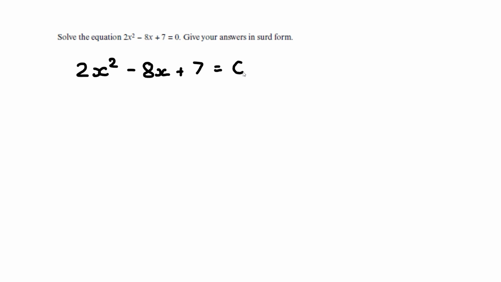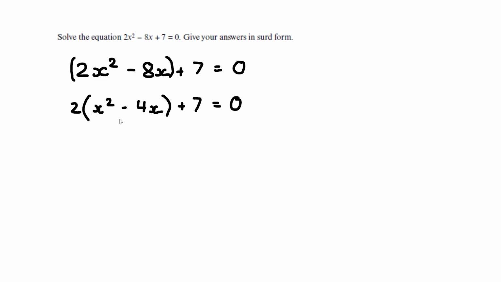Now when we're solving for x, we want to make sure that this side is 0, which in this case it already is, so no problem. Now we want to ignore the constant outside and only focus on this part, right? So we've got a coefficient in front of the x, so we want to get rid of that. So we take it out, and we're left with x squared minus 4x, and this plus 7 on the outside equals 0.